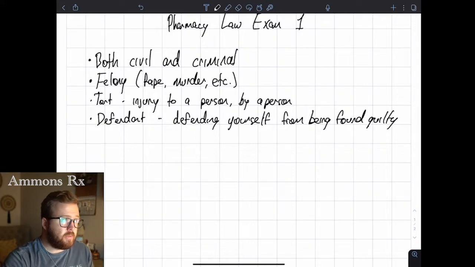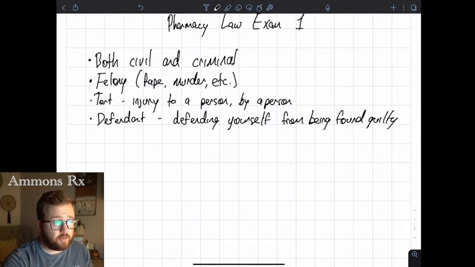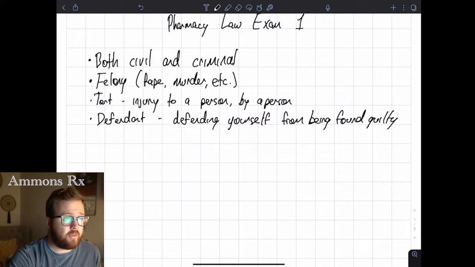Attempted burglary is an example of a misdemeanor. So attempted burglary, maybe that means someone tries to break into someone's house, they couldn't quite open the door, but then they were still arrested. They could be charged with attempted burglary, which is a misdemeanor.